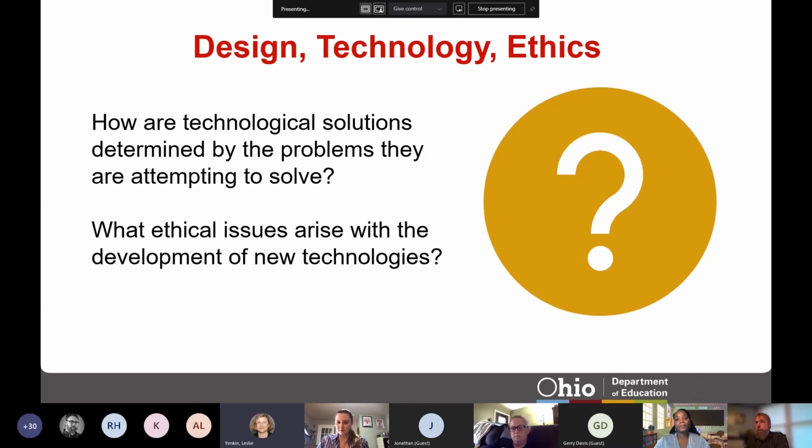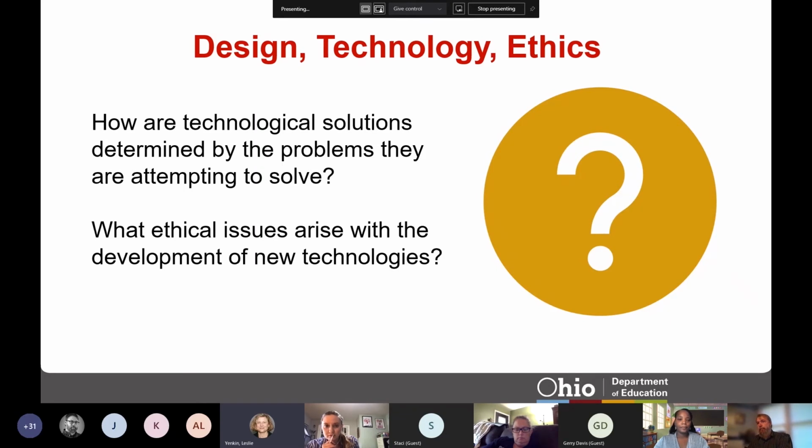The first involves engineering design. How are technological solutions determined by the problems they are attempting to solve? So developers, when they design a solution, they're addressing an identified problem or human want or need. So how does that particular problem they've identified, its criteria, its constraints, how does it limit or determine the type of solution that can result? In other words, the resulting solution.